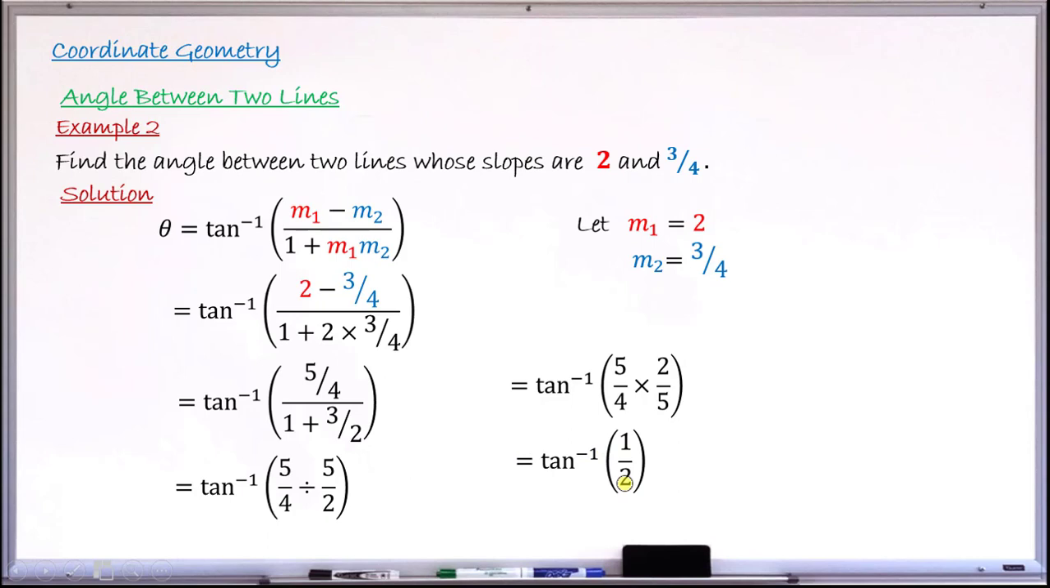And the tan inverse of 1 over 2, if you use your calculator correctly to find this tan inverse, what you are going to have is 30 degrees. So this is the angle between the two lines with these two slopes, that is with the slopes 2 and 3 over 4.